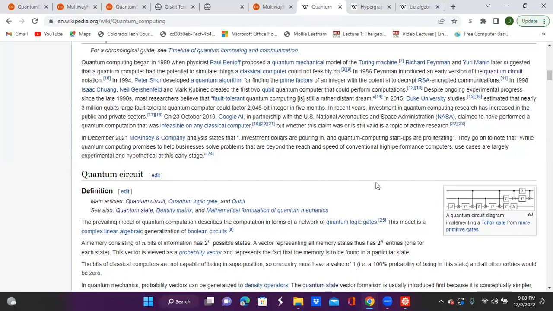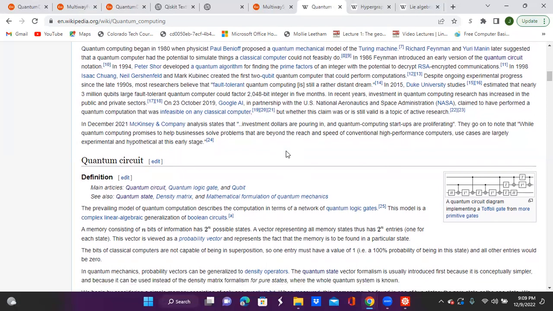In December of 2021, a McKinsey and Company analysis stated that the investment dollars are pouring in and quantum computing startups are proliferating. They go on to note that while quantum computing promises to help businesses solve problems that are beyond reach in the speed of conventional high-performance computers, use cases are largely experimental and hypothetical at this early stage.